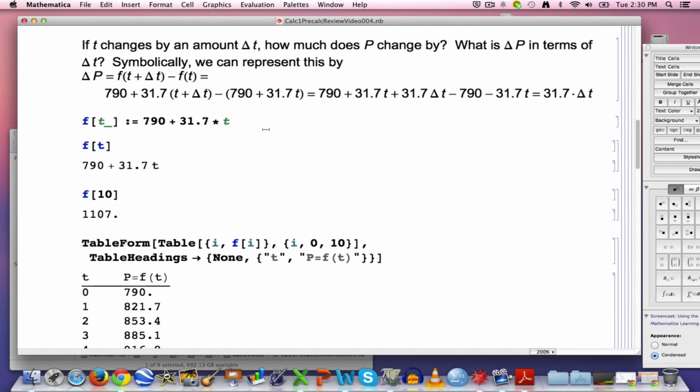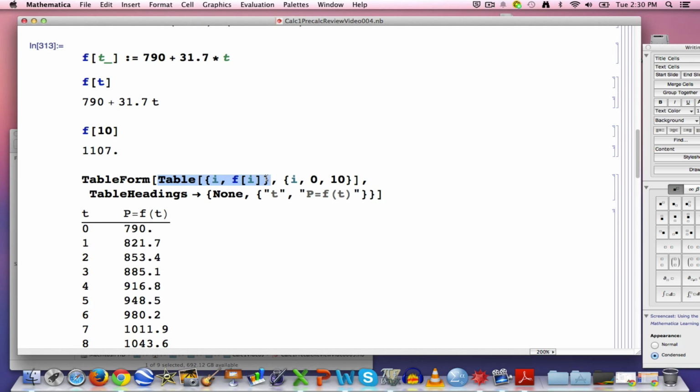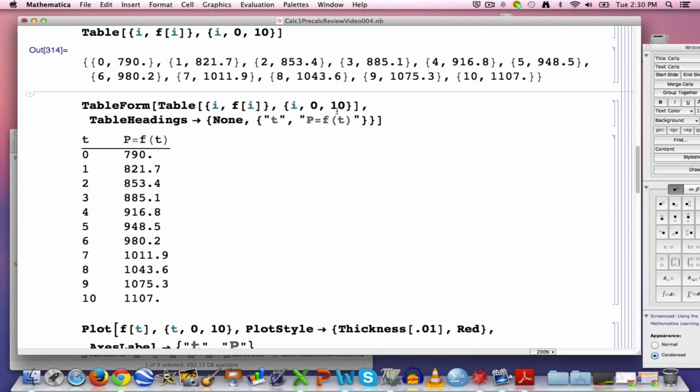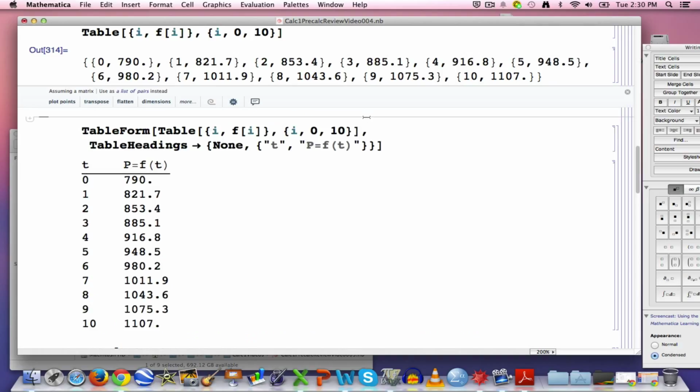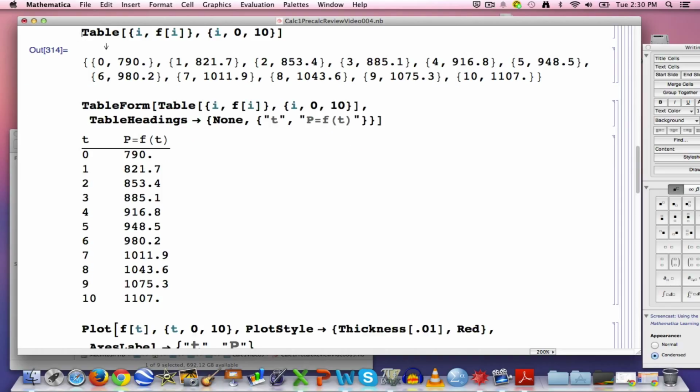Alright, I showed you in the last video that you can enter functions in Mathematica like this, and you can use Table to create lists of points in Mathematica. And then you can display those points with TableForm and TableHeadings in this way that I'm showing you right here. I want to show you that you can name things in Mathematica, for one thing here.